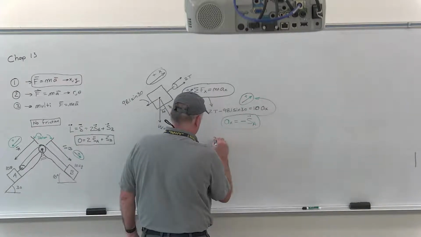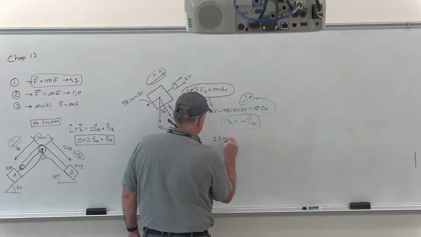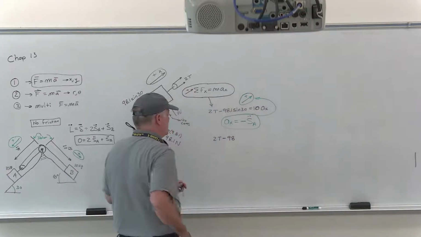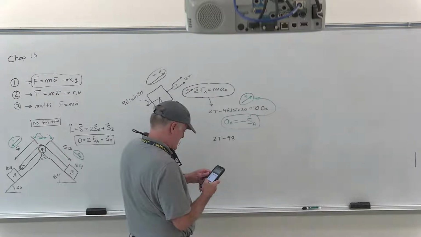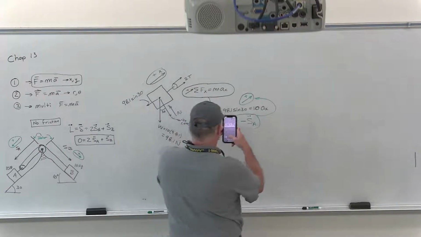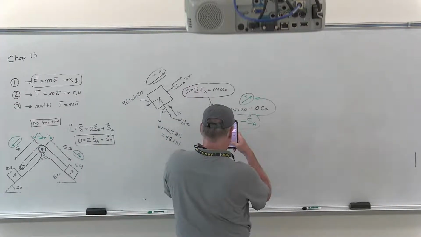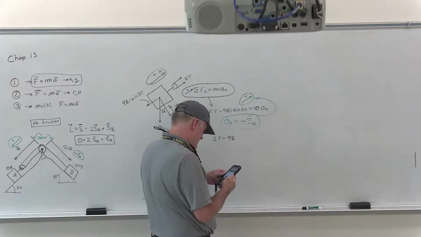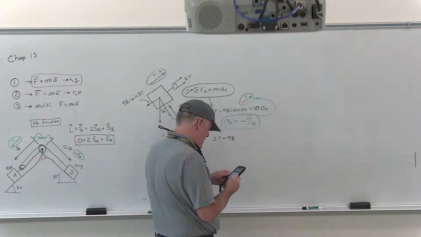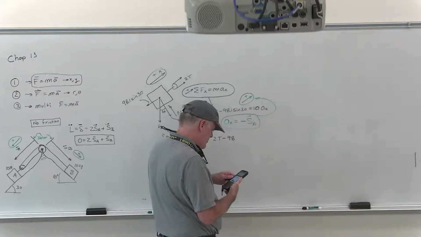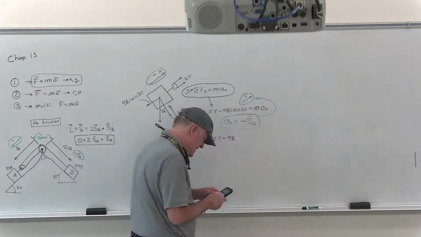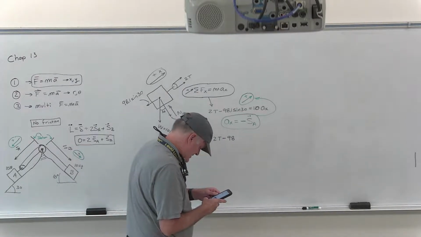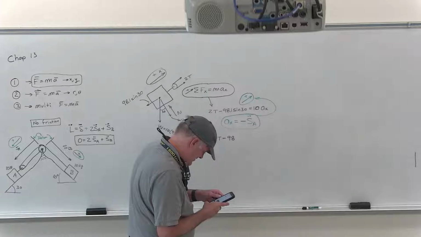So I can do one more step if I wanted to, and then I'll hold off on this 2t minus 98. You know what, just out of curiosity, let's see if it'll tell me. Okay. It should do it. Oh, it won't do it. It's doing it in radians. That's wild. That's funny.